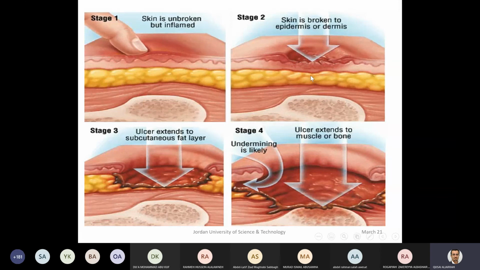هلا stage 2 is broken, the epidermis is broken or the dermis, but it's not reaching the subcutaneous fat. واضحة؟ هلا if it's extending to the subcutaneous fat معناته we are stage 3. If it is extending to the bone or tendon, this is stage 4. واضحة؟ دكتور.